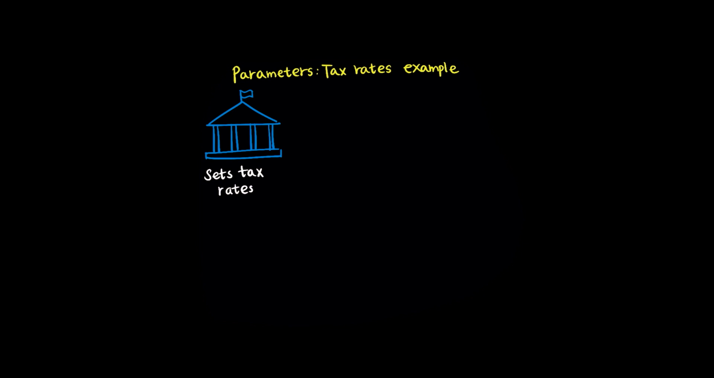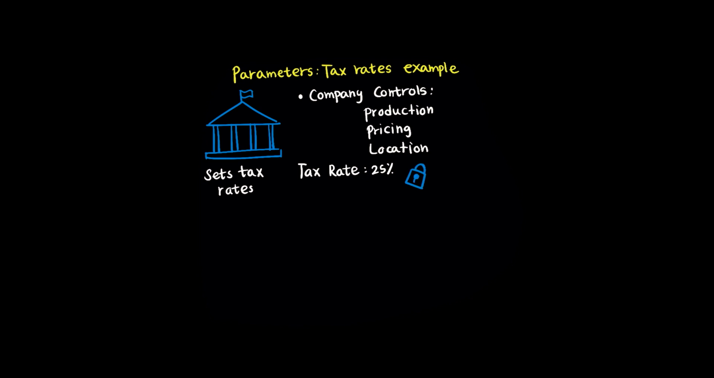Corporate income tax rates perfectly illustrate the concept of parameters in business models. Parameters are values that affect your calculations, but lie completely outside your control. A company can decide many things: how much to produce, where to sell, what to charge. But tax rates, those are set by government legislation. You can't negotiate or adjust them.